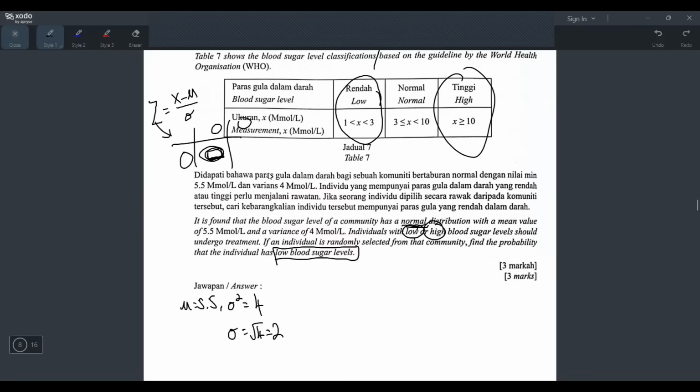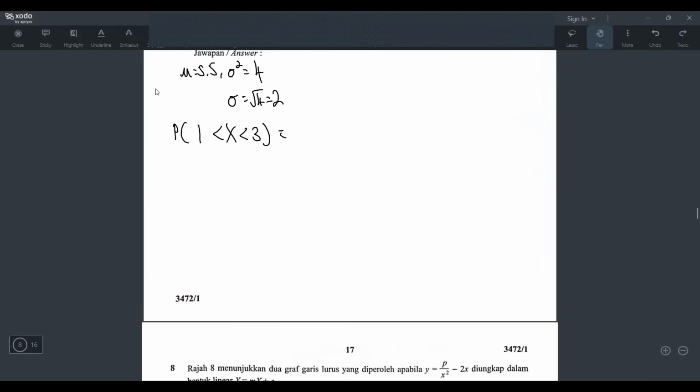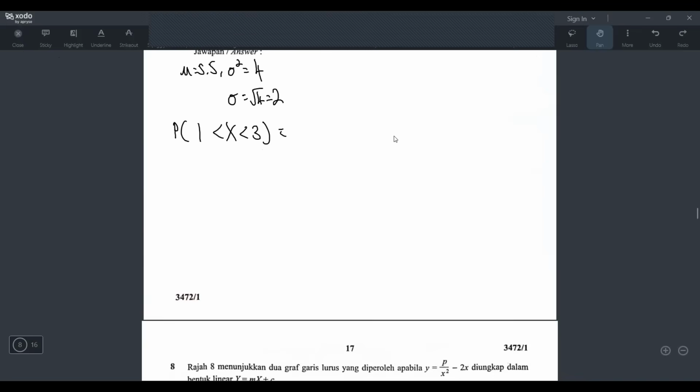So they only want to find probability that has low blood sugar level. So blood sugar level low is when your blood pressure is in between 1 and 3. So I'm going to write here probability for X is in between 1 and 3, right? And the first step is very important, change to Z first, okay? Because later you have to tengok jadual. If you don't change to Z, you cannot tengok jadual, right?